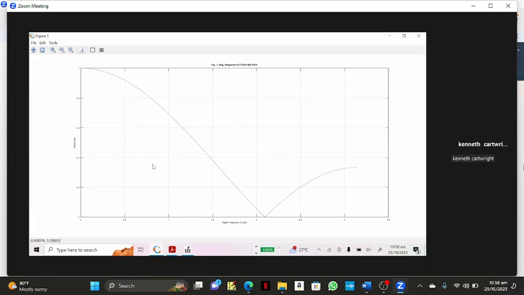There's the magnitude. And my Zoom is hiding my title. Figure 1, magnitude response of three-term moving average filter. There it is. Okay. This is ugly in one respect. I don't like the fact that the curve ends before the graph area does. So I'm gonna try and change that if I remember how.